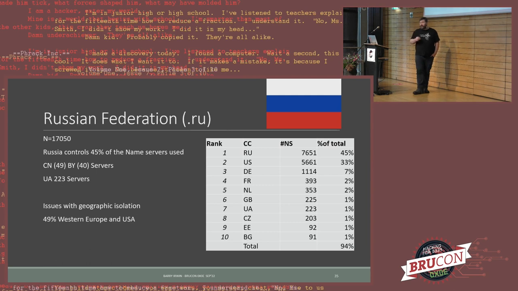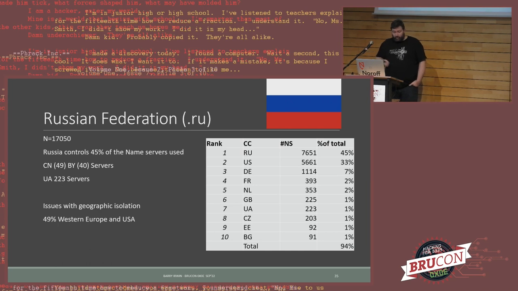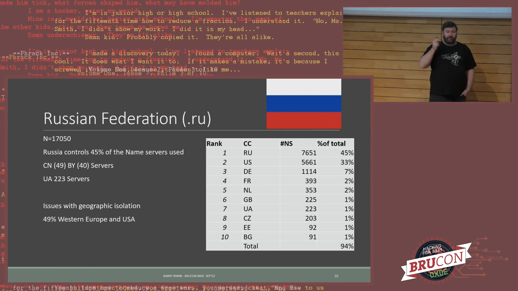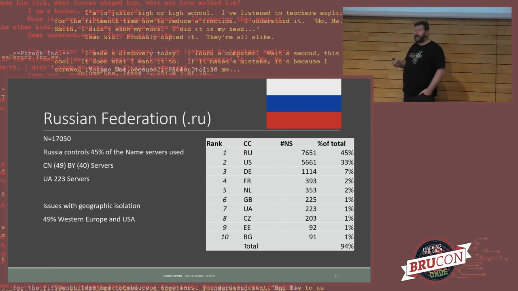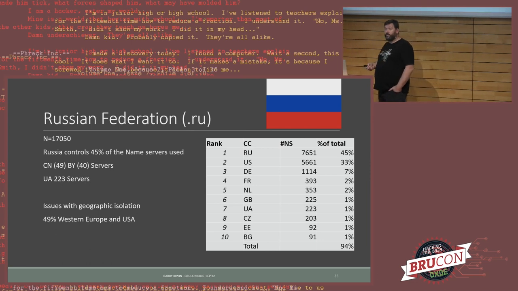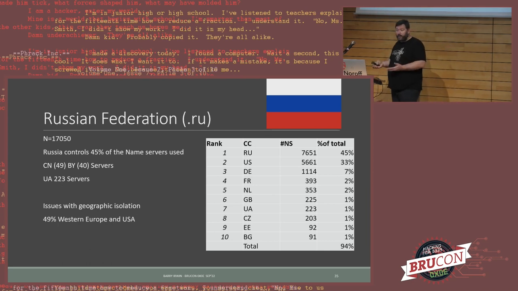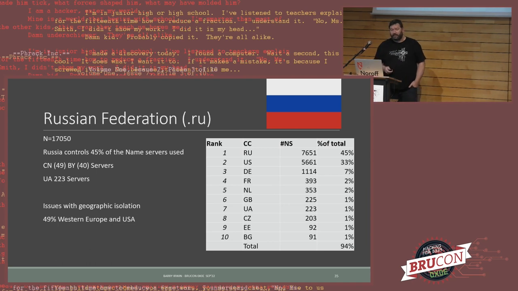45% of the name servers are actually located in Russia. 49 servers are in China, 40 in Belarus. Ukraine has 223 name servers, which serve around about 8,000 domains. Draw your own conclusions from there. Interestingly, 49% in total of Russia's name servers serving those 230,000 domains are located in Western Europe. So far, we've seen nothing in terms of sanctions saying that, hey, you shouldn't be doing this. Is it something down the pipeline? I don't know what the politicians might come up with in months to come.